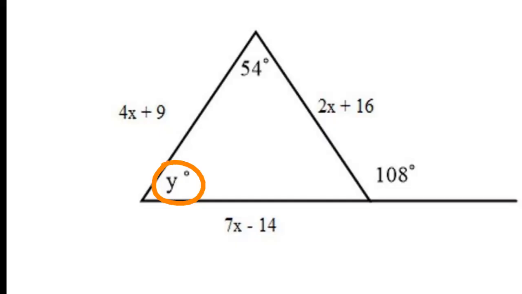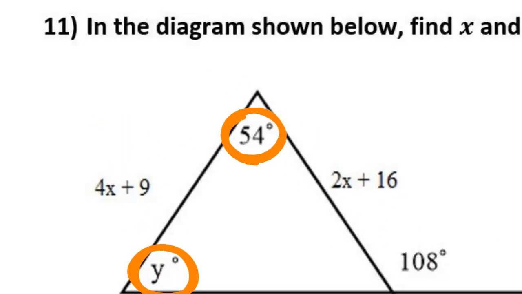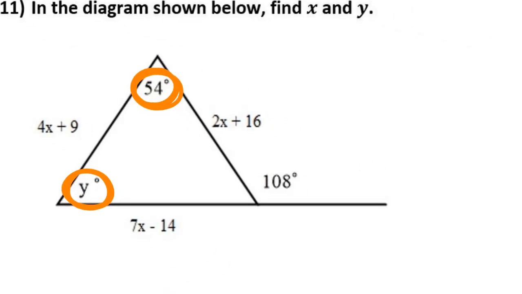What kind of an object is y? An angle. And I do have rules about angles. Do we know any of the other angles inside this triangle? 54. Do I know any other angles inside the triangle? No. But I have this angle here. If it's not inside the triangle, what do we call it? Exterior. This is an exterior angle.